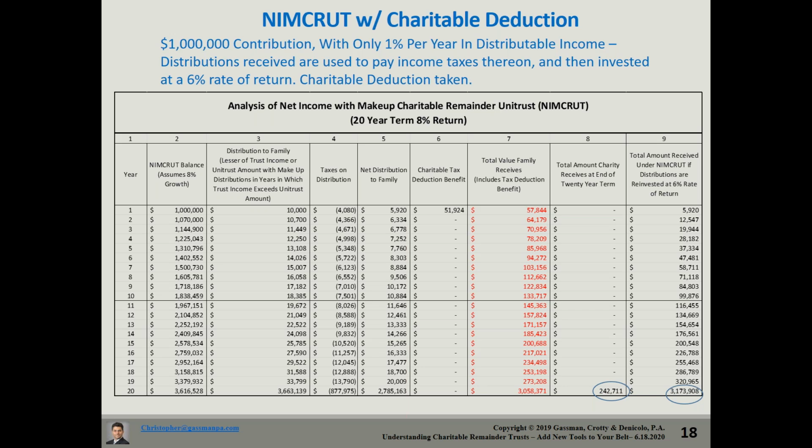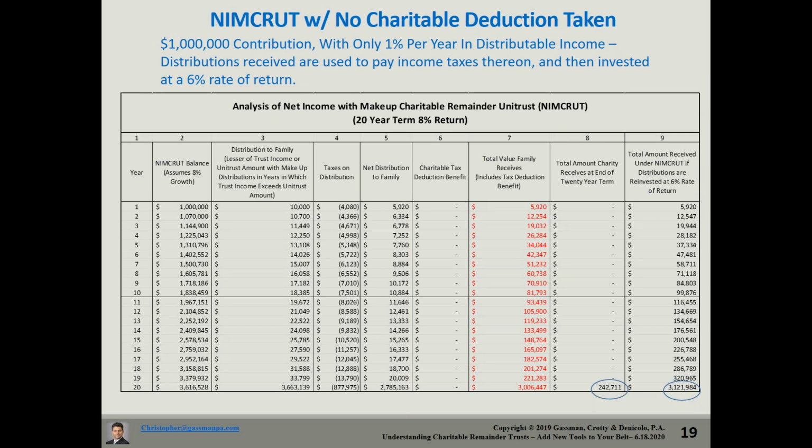And just so you see beforehand, the nominal distributions in years 1 through 19 are there, maybe dividends or some other nominal income held by the trust. Now, this shows what happens if the charitable deduction is taken. And of course, on the front end, the family gets a charitable deduction based upon around $52,000 due to the actuarial factors. If we eschew the charitable deduction, you have the same results at the end. The family gets the same amount, about $2.785 million. Charity gets approximately $242,000, but there's no charitable deduction to the family.